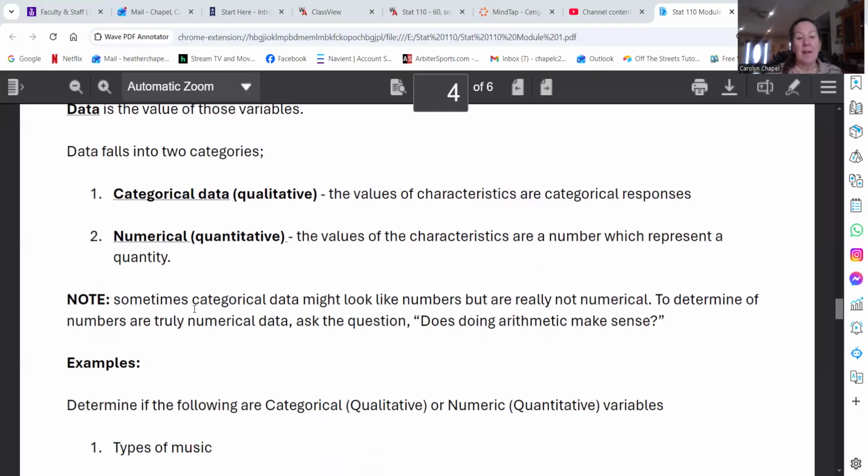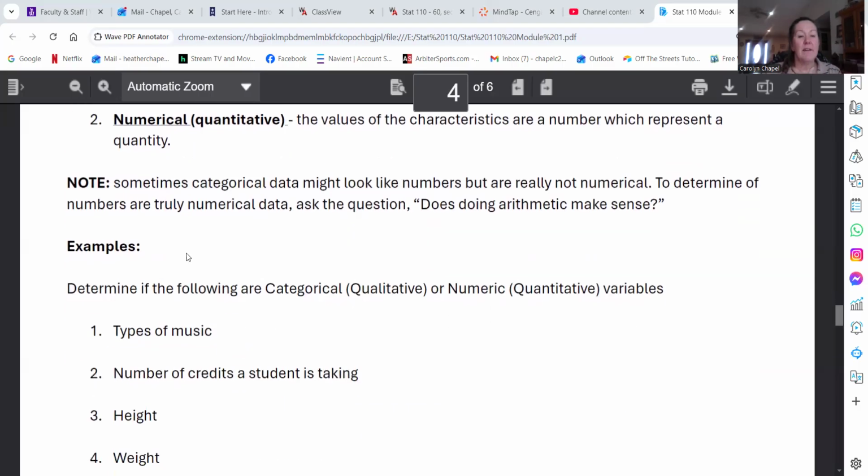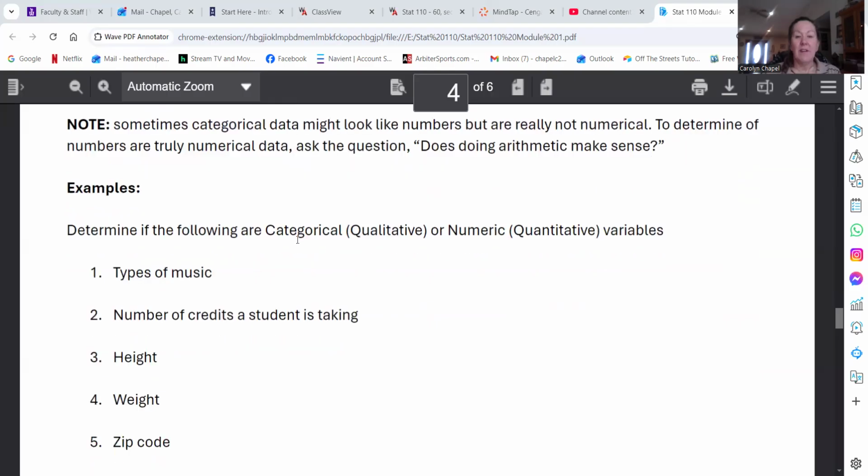And a lot of times when we think of numerical measures, can we do numerical processes on them? So can we add them, subtract them, multiply and divide? And that answer still makes sense somewhat. Okay, so we're going to decide on these if it is categorical or qualitative, or numerical, and that's sometimes referred to as quantitative variables.